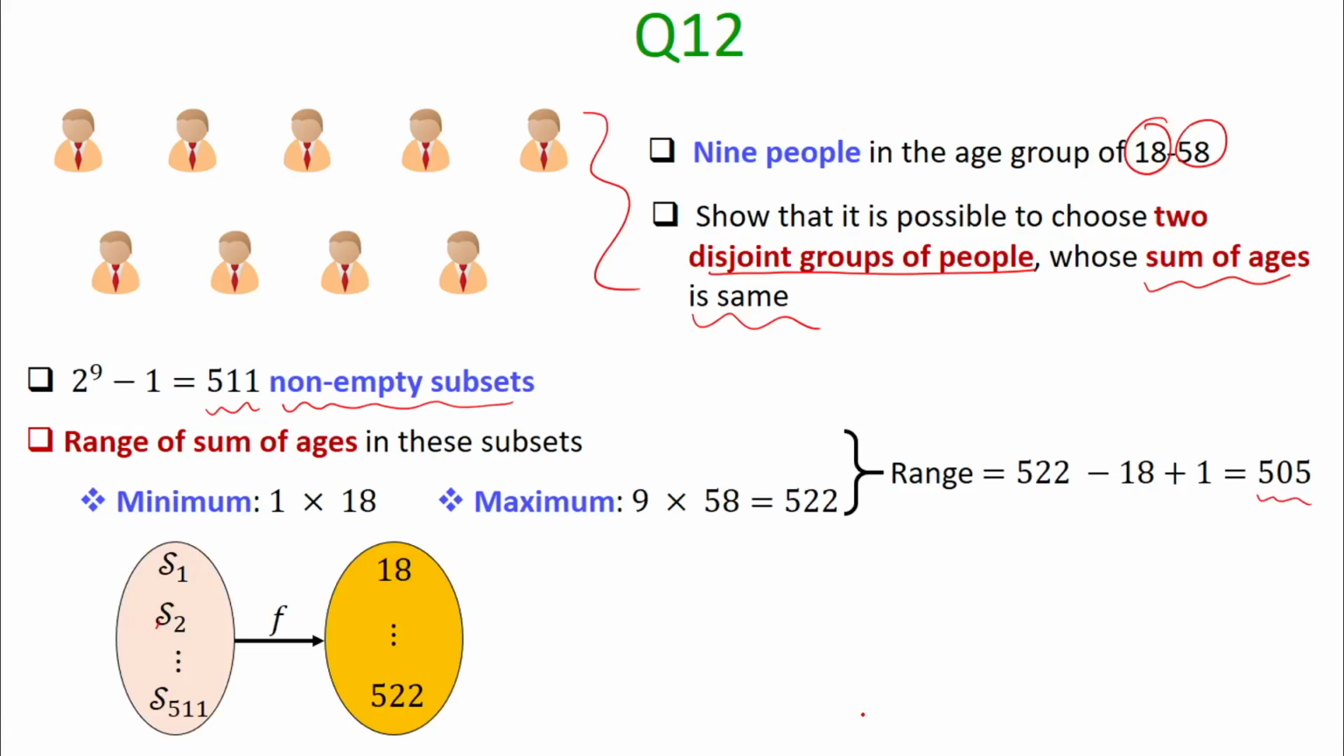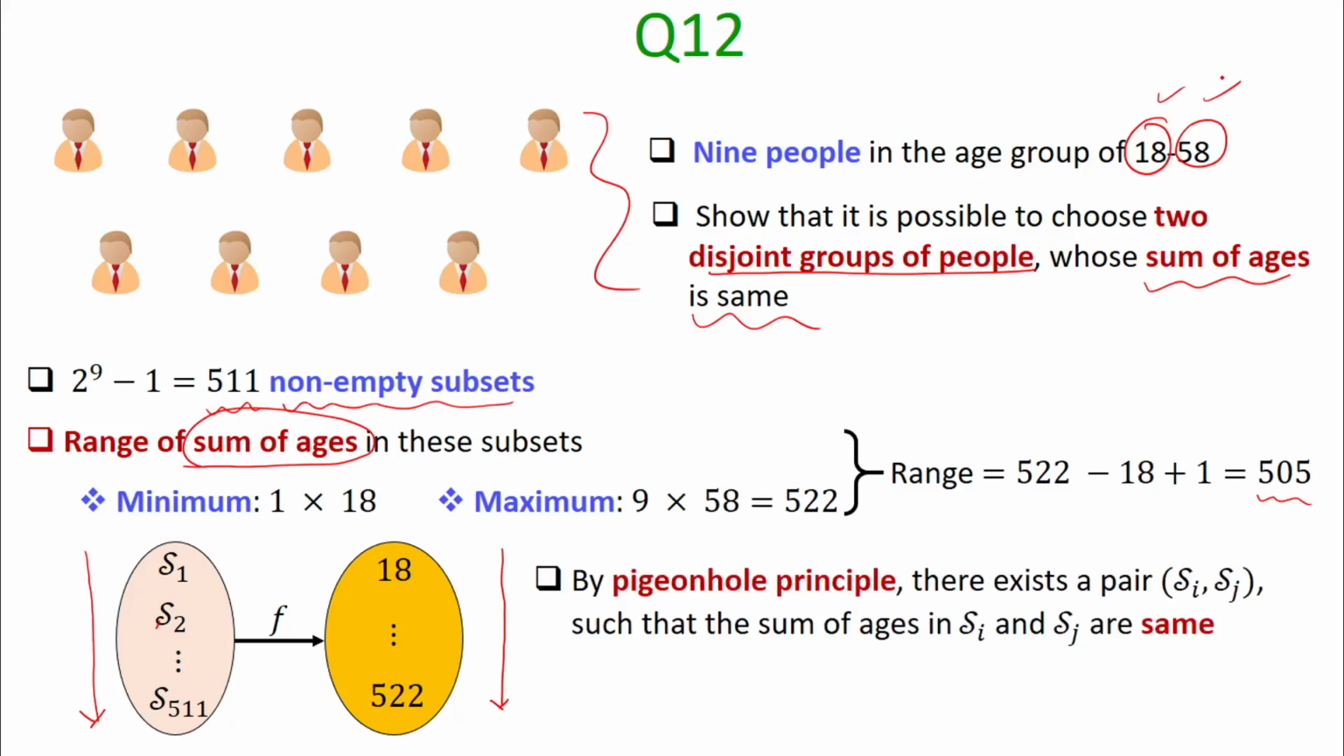So now let's apply the pigeonhole principle. My pigeons are the various possible non-empty sets of people that I can form out of this group of 9 people. So I have 511 possible subsets, and my holes are the range of sum of ages. That means what can be the sum of ages if I consider various possible subsets, given that the ages could be in the range 18 to 58. So I have more pigeons than holes. So by pigeonhole principle, I can say that there always exists a pair of groups S_i and S_j such that the sum of the ages of the people in S_i and S_j are the same.